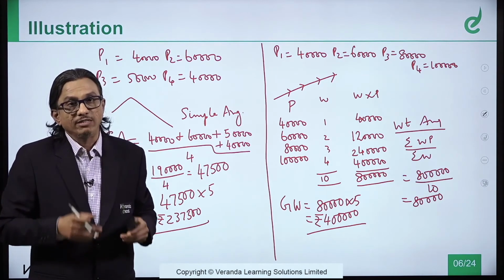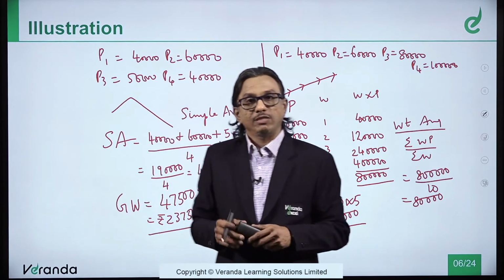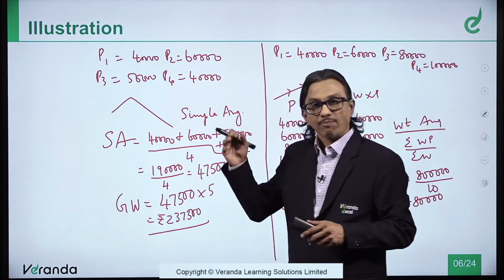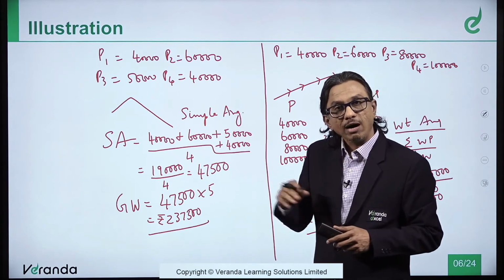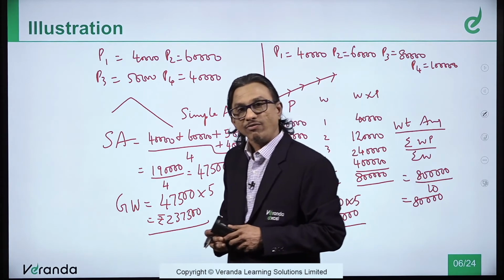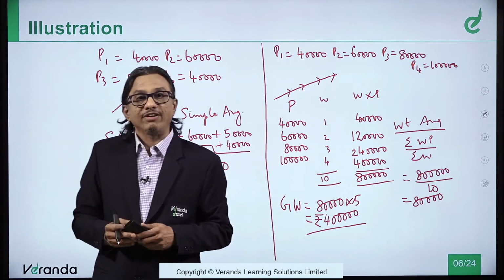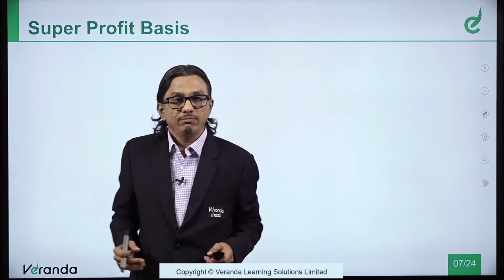Average profit method is the most simplest method to get the value of goodwill. Simple average, profit goes up and down. Weighted average, profits keep going up, increasing trend. This is the way we have to calculate the goodwill, friends, by following average profit method. Let's go to the next method.